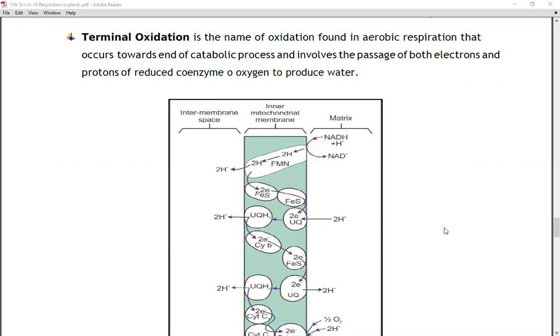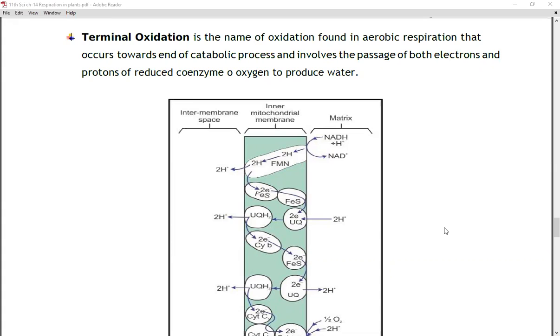Now terminal oxidation, the word itself says the name of oxidation. This is oxidation which is found in aerobic respiration, that is, which is occurring in the presence of oxygen. And this is going to occur towards the end of the catabolic process, that is, this terminal oxidation is occurring towards the end of the catabolic processes.